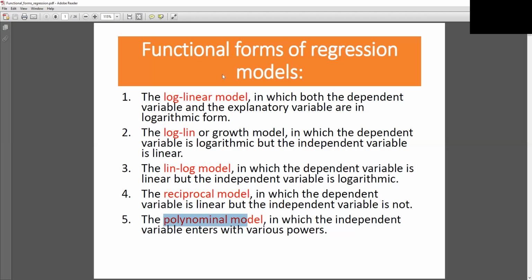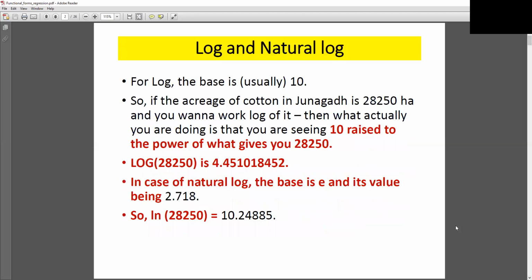But now if we have log linear, log lin, lin log, then how to interpret? So this is very important. We'll see now one by one. Okay, now before going into details, let us have some clarification. Even though we know it, what is log, what is natural log, let us have some more clarification in it. Okay, like we are going to refresh it. What is log and natural log?